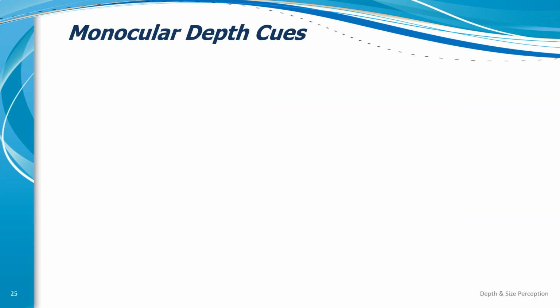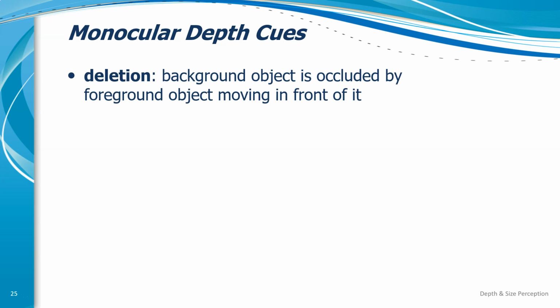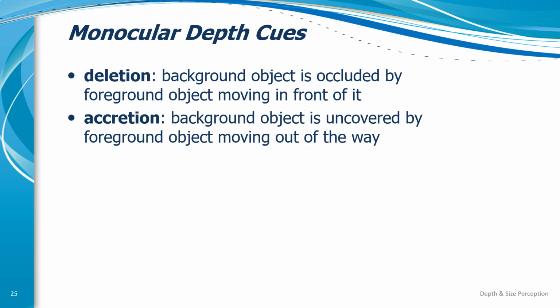Now, these next two are actually implied by motion parallax. They are deletion, which means that something that's farther away is getting covered up by a foreground object, and its counterpart, accretion, means that it's being uncovered. And again, you only get that with motion.